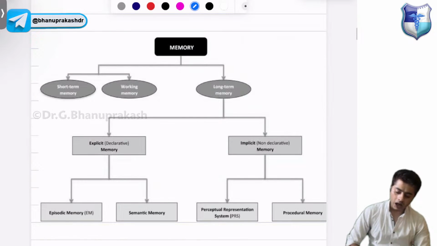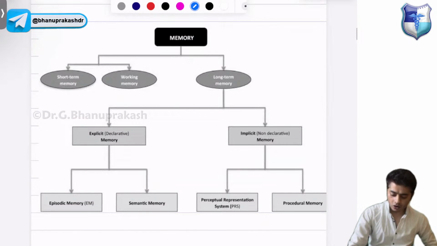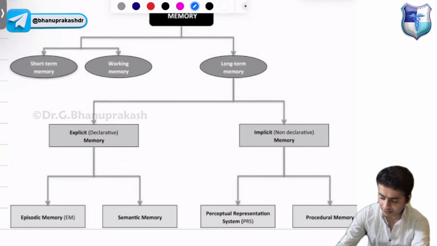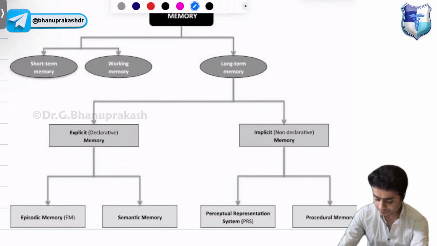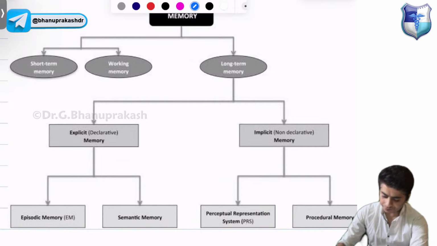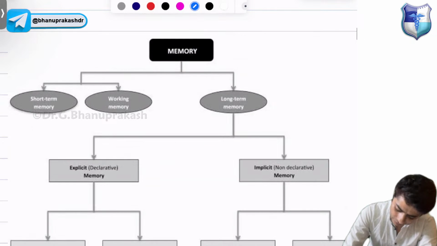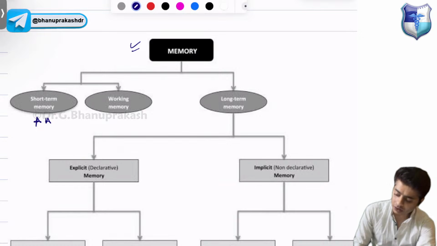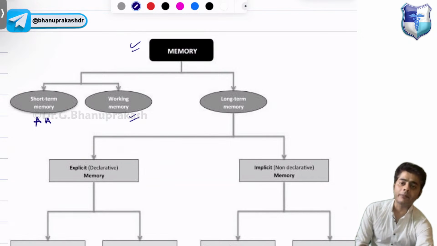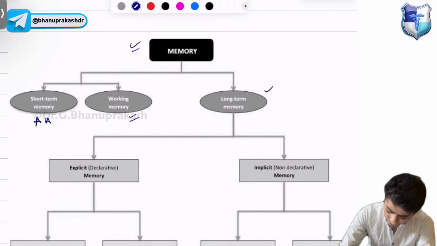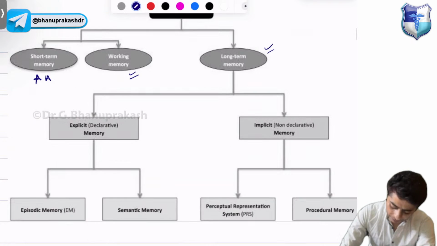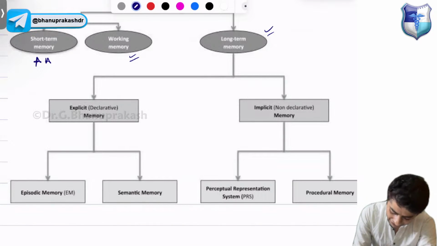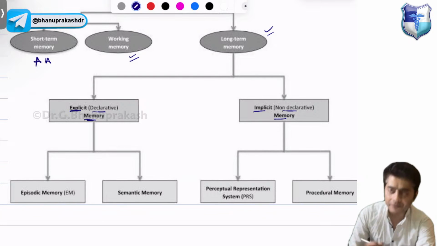Now we will see how we divide long-term memory. When it comes to memory, there is short-term memory, then working memory, then comes long-term memory. Long-term memory is divided into two parts: explicit memory and implicit memory. Explicit is declarative memory, and implicit is non-declarative memory.